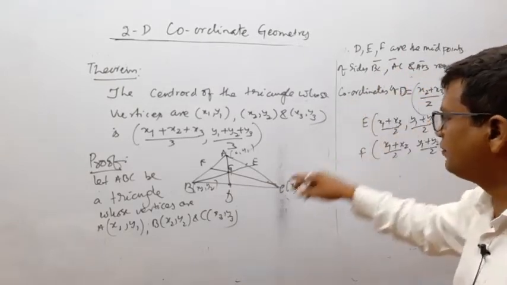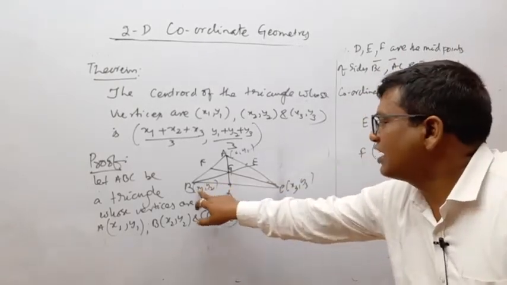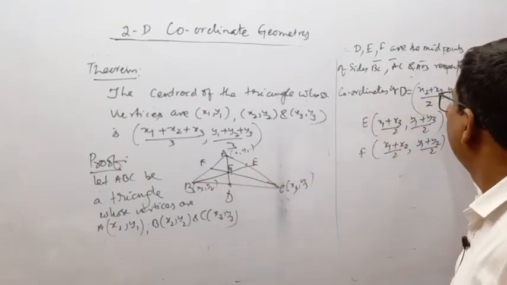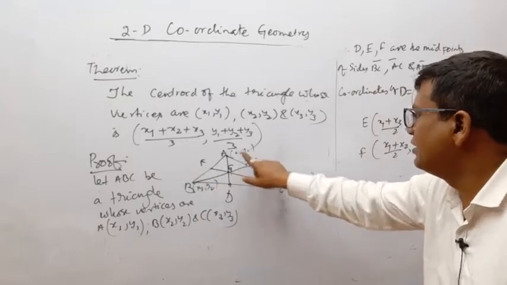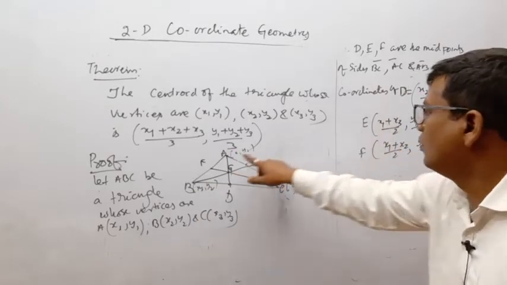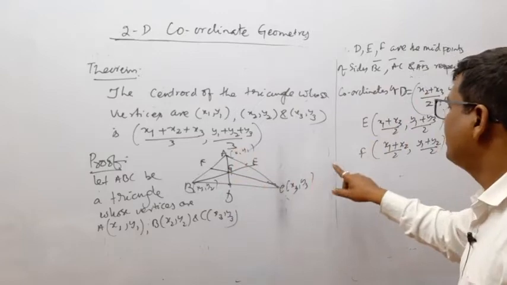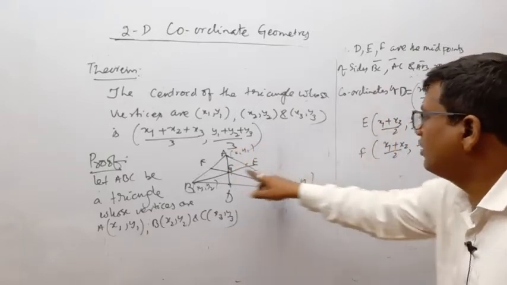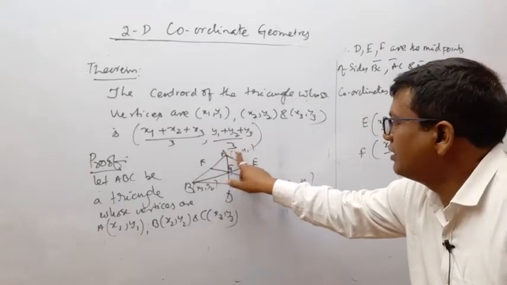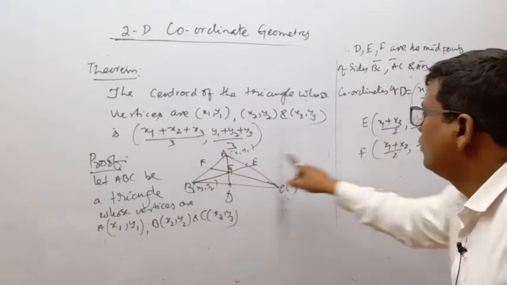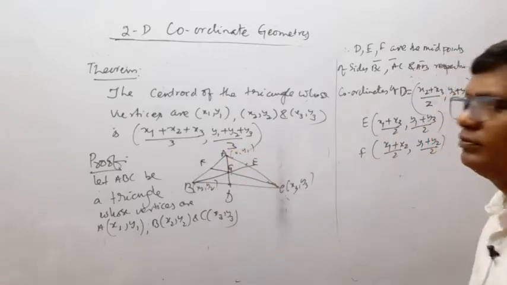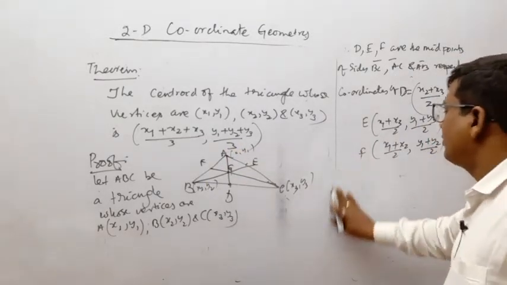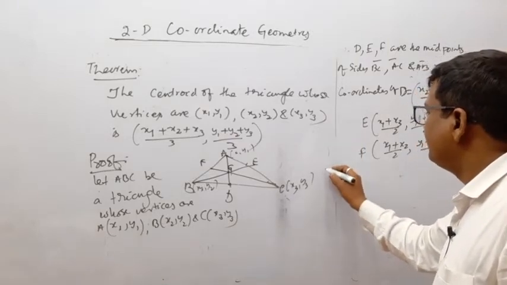Coordinates of D, this point, are x2 plus x3 by 2, y2 plus y3 by 2. Midpoint E is x1 plus x3 by 2, y1 plus y3 by 2. Now for F, x1 plus x2 by 2, y1 plus y2 by 2. These are the midpoints. Now consider the median AD.